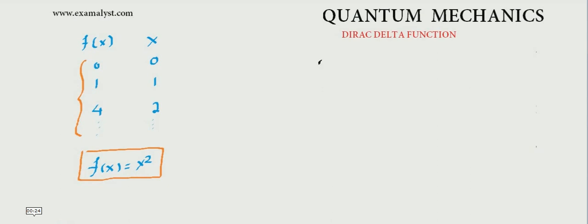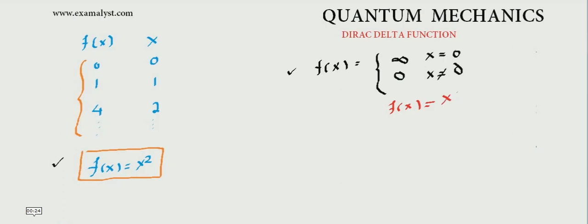So let me write one such function. Consider a function f of x whose value is infinity at x equals 0. So when you are at the point x equals 0, the value of f of x is infinity. And when you are away from the origin, when you are not at 0, the value of f of x is 0. This function f of x has no form. Unlike the function on the left-hand side, which has a form, this function has no form. It cannot be written in terms of x in any way. So these are formless functions. They cannot be written in terms of x, but they do have values.